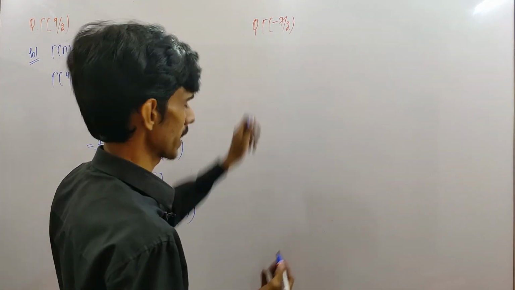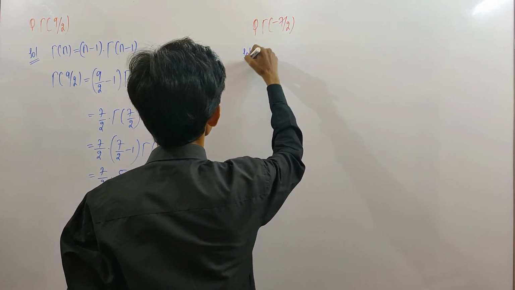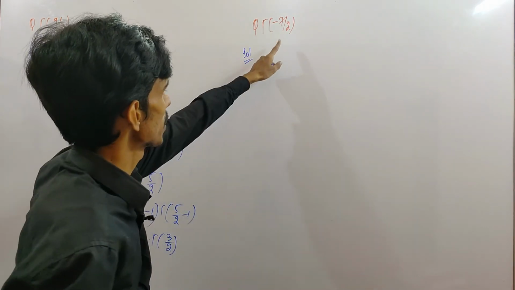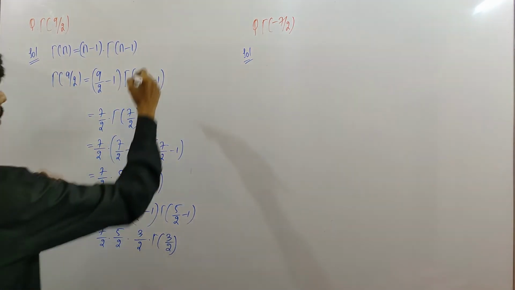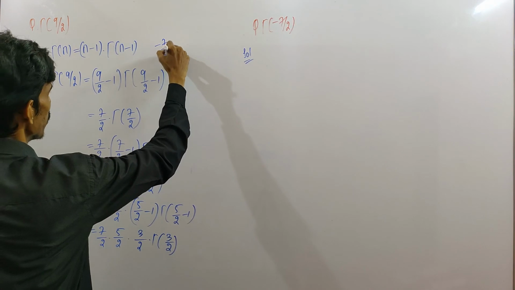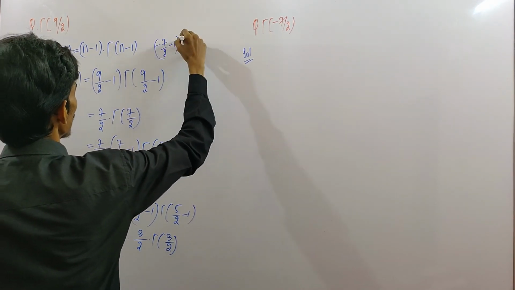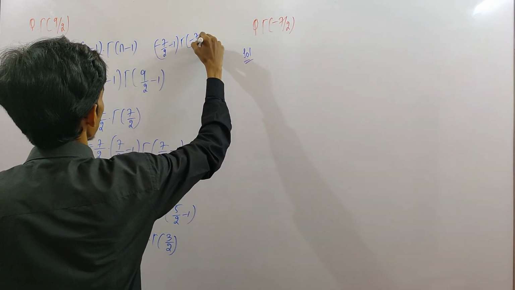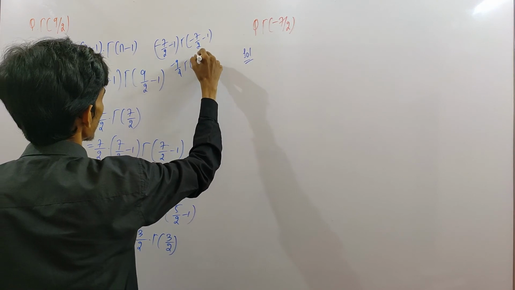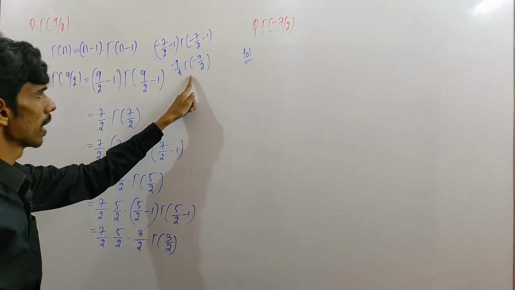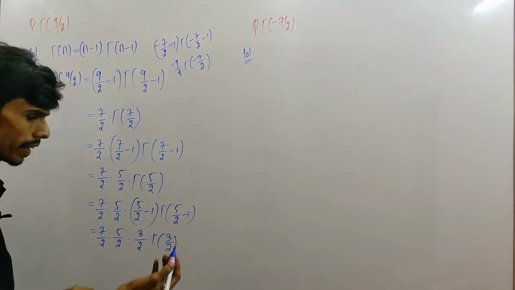Now let us solve this second question. We have gamma of minus 7 by 2. If I substitute this minus 7 by 2 in this formula, we have minus 7 by 2 plus, we have minus 1 into gamma of minus 7 by 2 minus 1. So this will become minus 9 by 2, gamma of minus 9 by 2. Gamma of a negative number is not defined, so this formula is not valid here.